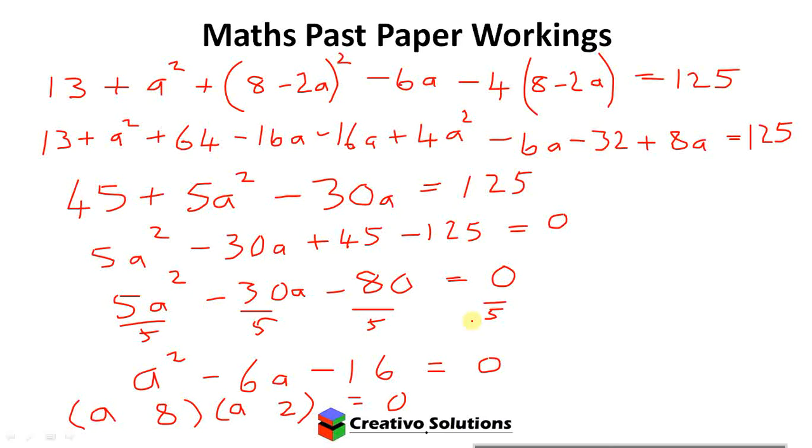These two terms must add to equal this and times to equal the last term. Correct. You've got the right numbers, you just need to put in the signs. So minus 2 plus 8 is 6, so that's wrong because I need negative 6. Minus 2 minus 8 gives me minus 10, so that's also wrong. Minus 8 and plus 2.